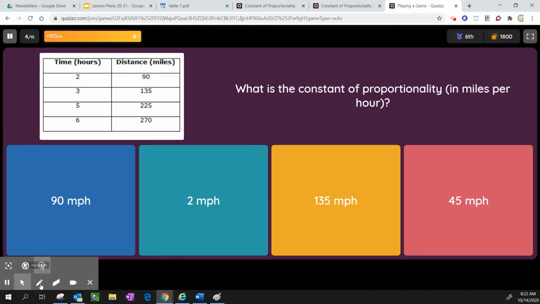This one, finding constant of proportionality. So again, I need my number 1. 2 to get to 1 is divide by 2. So 90 divided by 2 would be 45. So I'm going to pick 45. Something that you might be noticing as we're starting to do these is that really what I'm doing is this divided by this each time. And I could do it with actually any of the numbers within my table.